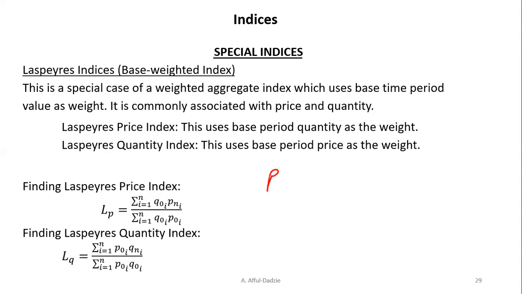So here we say we have PN over PO. Now we will have something about the prices, and then you also have the quantities. So the quantities at the base period would be used as the weights. So you multiply the quantity by the PN for all of them. Then when you are computing the quantity index, you do the reverse. The price value at the base period will be used as the weights.